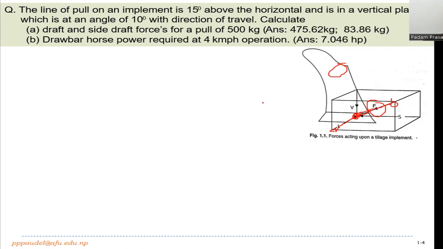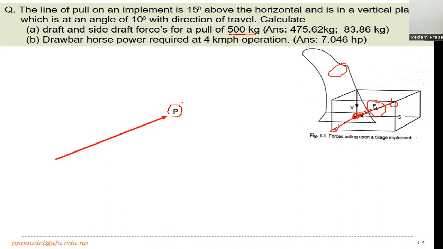Let us visualize this problem in the 3D way. Let this red vector be P, that is the total force acting upon that implement. That is, we applied P amount of pull on that implement. In the question it's given as 500 kg here, and we have to resolve that P into the different axes.